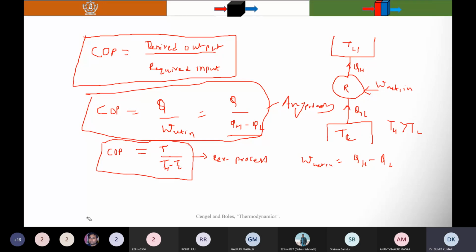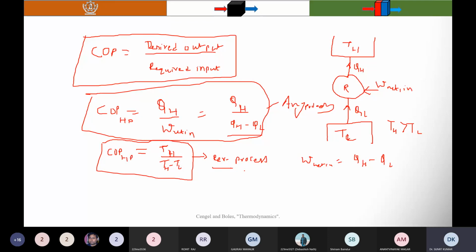So you can write subscript HP means heat pump. So the COP of the heat pump is equal to QH divided by W net in, and again QH. Here the temperature is TH. This one is valid for any process, and this one is valid if you write it in terms of the temperature, so it is valid for the reversible process.